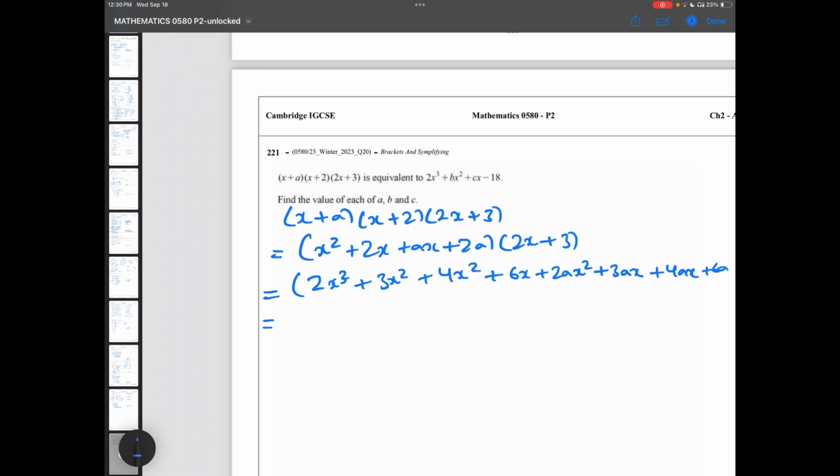Now we have only one cubic term, so I will write it as it is, 2x cube. Now this 3x square can be simplified with 4x square. 3x square plus 4x square is 7x square. And the other square term we have is 2ax square. I will just write it as it is, plus 2ax square.